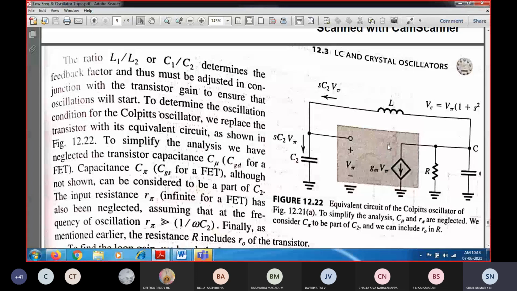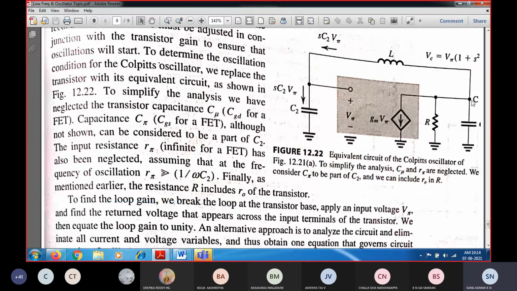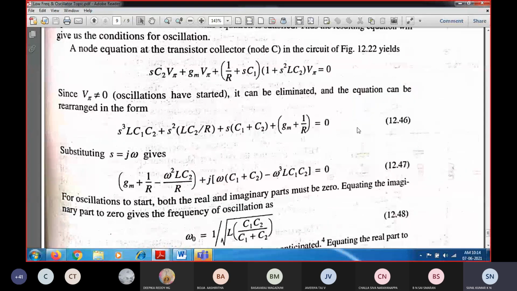So by considering V pi as the input signal, and the return signal or the feedback signal which is coming to the input side, which is nothing but the voltage across the collector, we equated those two, and we have generalized the expression for the capacitor voltage. We obtained the expression and substituted the complex frequency variable s equal to j omega. When we substitute this, we can see there are two parts available: one is the real part as well as the imaginary part.